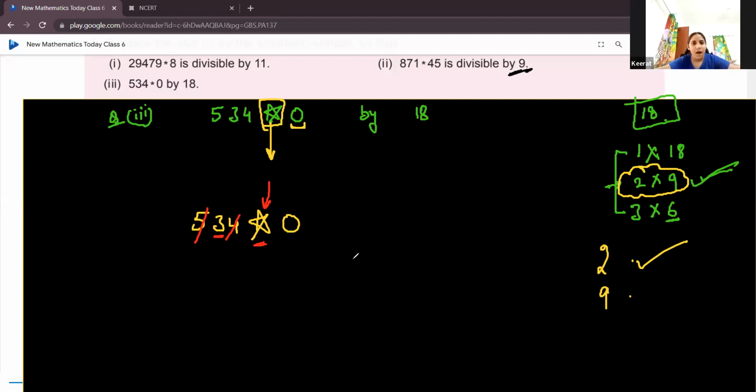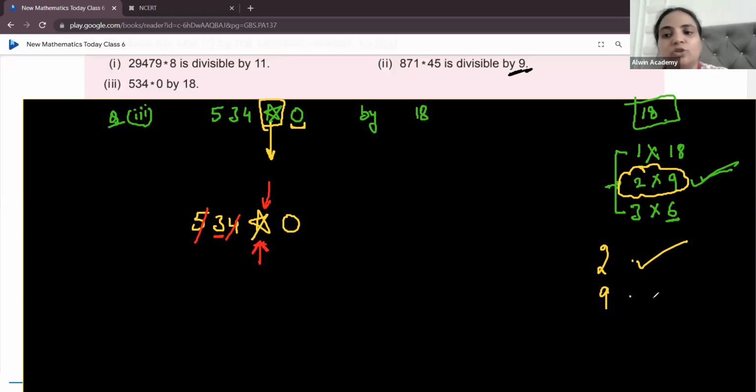6. Ma'am, 6. Yes, 6. Kira, 3 plus 5 is 8, beta. Is 8 divisible by 9? No, 8 is not divisible by 9. So what's the answer? The answer to this is 6.